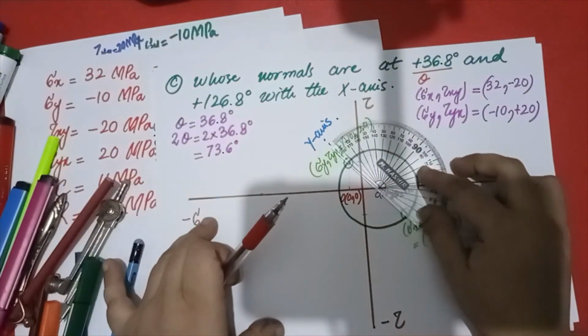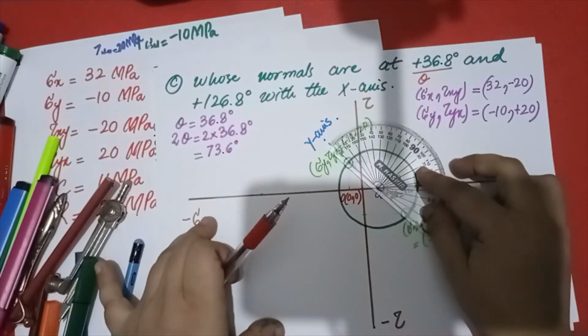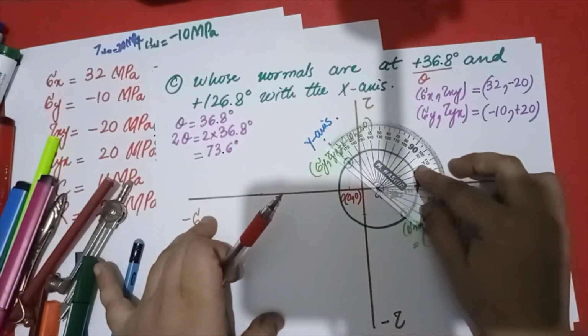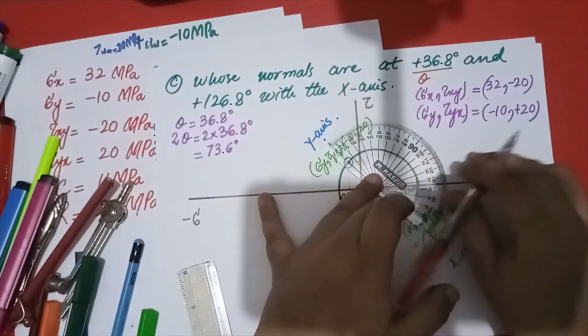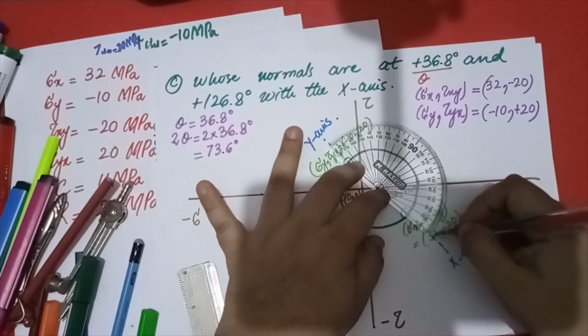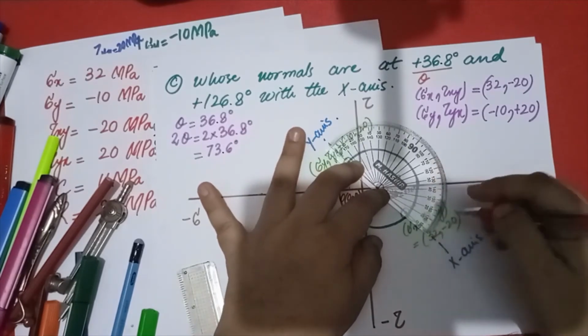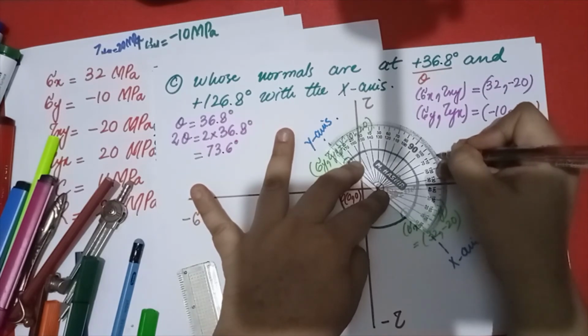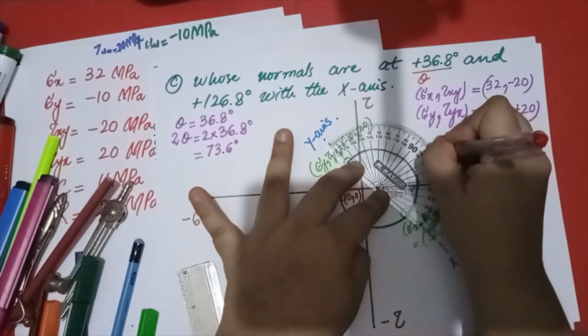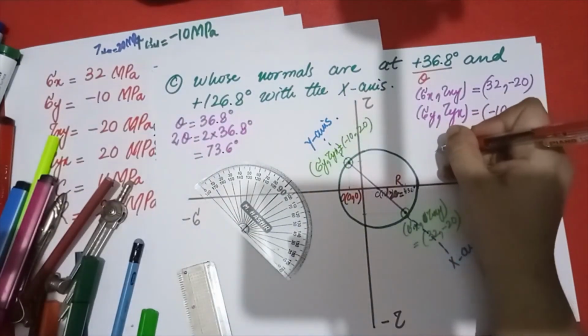So I will put my D at this point. From 0, you have to measure 73.6 degree.